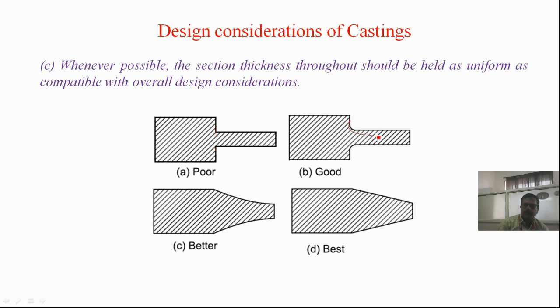Therefore we are using the curve, so that the flow of the molten metal will be done either this way or the other way also. So a much better option is this. There is a curve and this is a much better way, the best possible way. There is a taper, so that material can flow very easily, and when it solidifies you will get the best, sound casting, sound product.